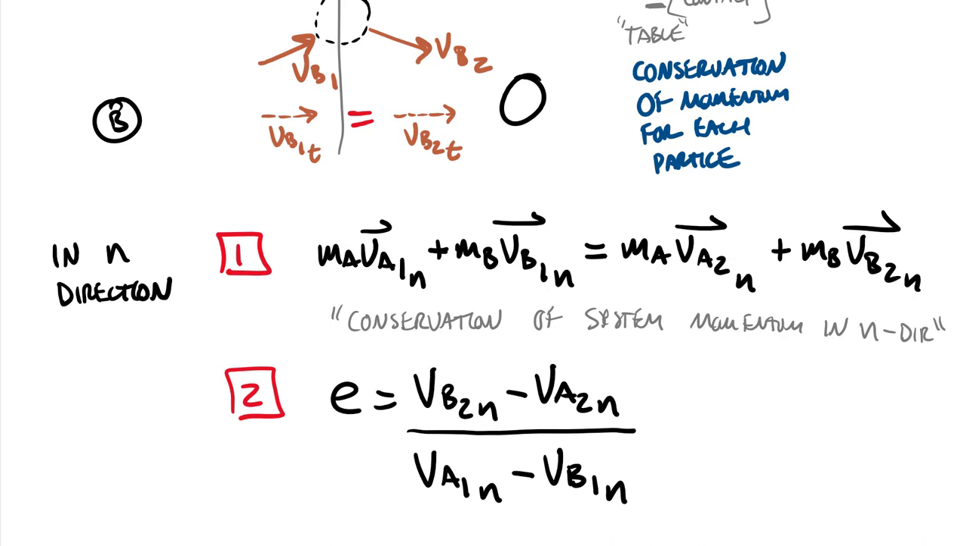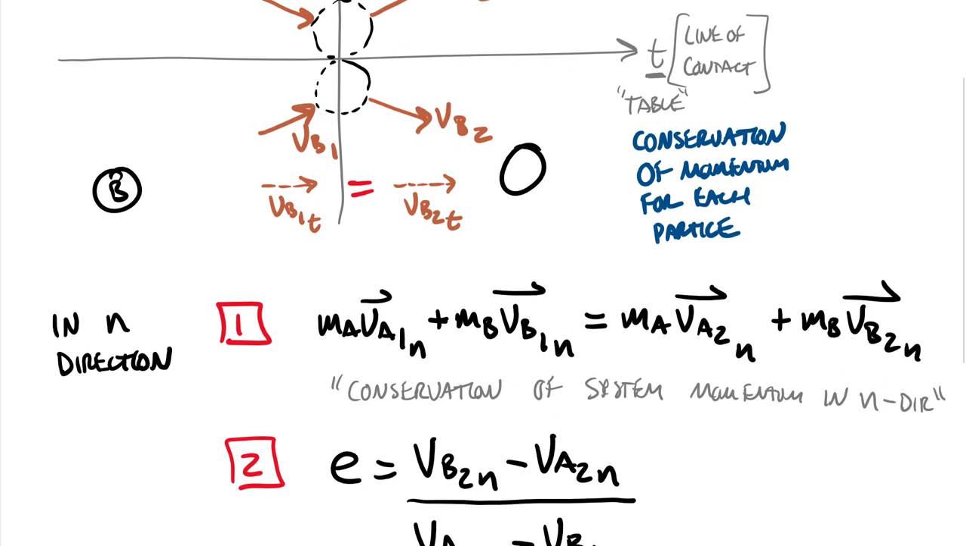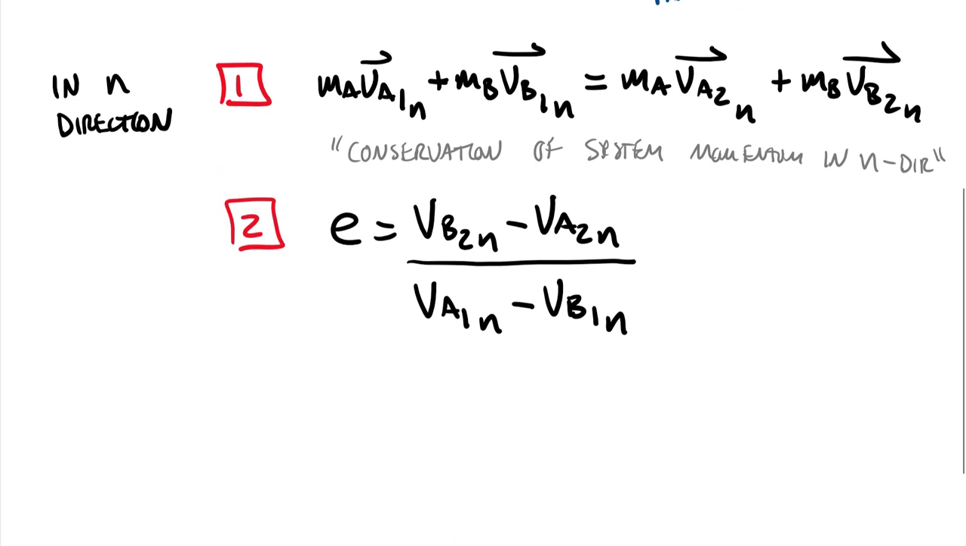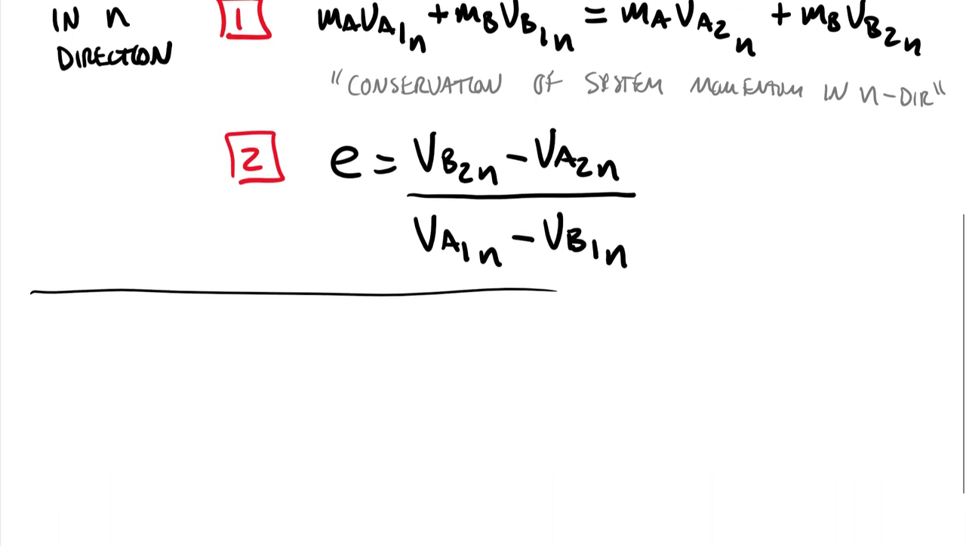So this tells us that our coefficient of restitution only applies perpendicular to our line of contact, which puts it into the line of impact. And so those are our relationships in the n direction. And then in the t direction, we said fundamentally the t components of the velocity are going to be maintained.